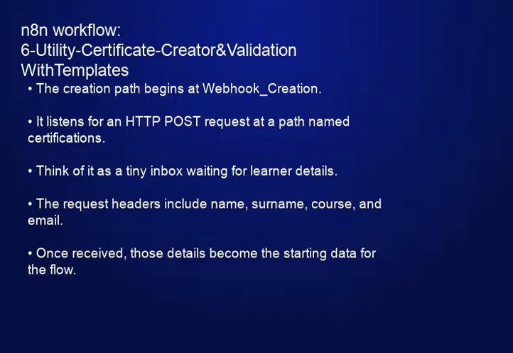The creation path begins at webhook creation. It listens for an HTTP post request at a path named certifications. Think of it as a tiny inbox waiting for learner details. The request headers include name, surname, course, and email. Once received, those details become the starting data for the flow.